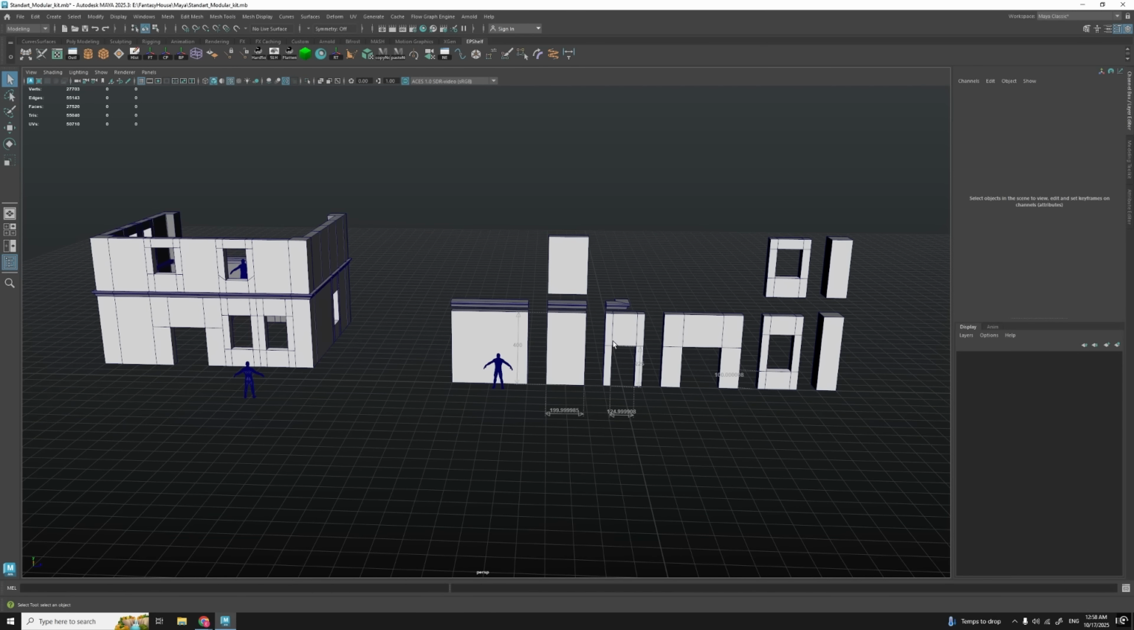Let us take a closer look at the standard modular kit and discuss the basics of creating and working with such modular kits. Now what you see now is a fairly simple kit, and of course every modular kit in real production will be significantly different. Nevertheless, we can discuss all the nuances using this simple example.